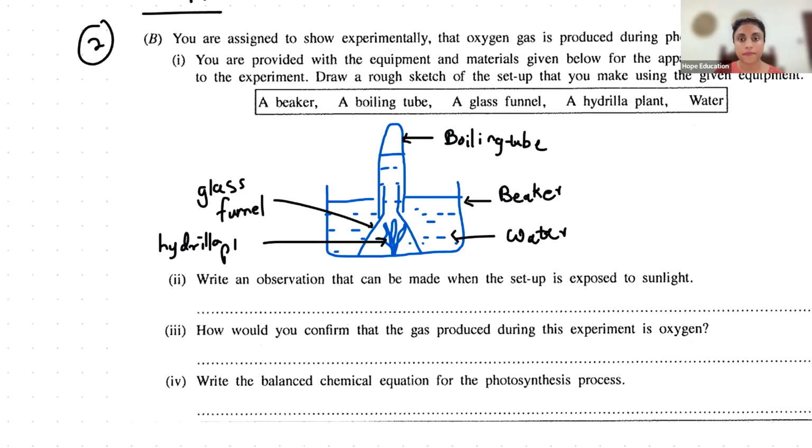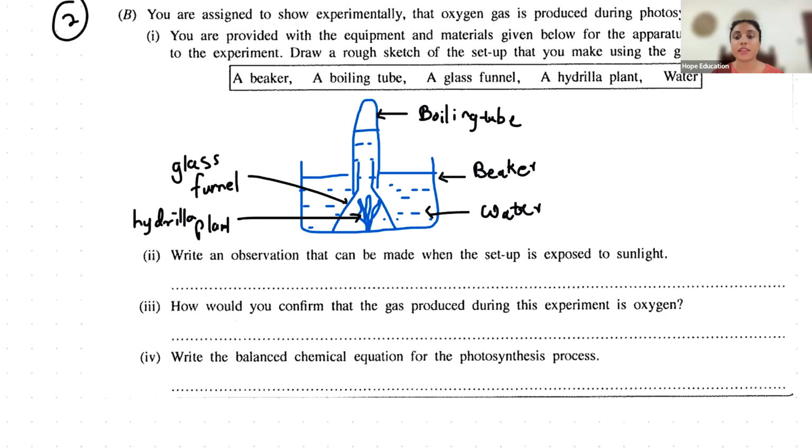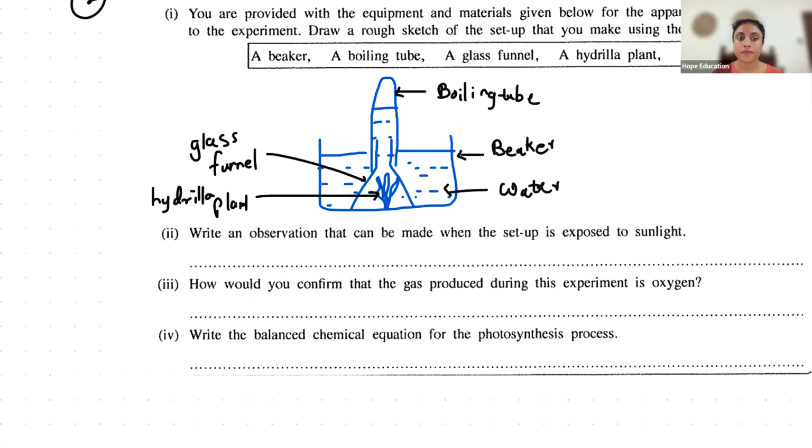Hydrilla plant. These are what we have. So write an observation that can be made when the setup is exposed to sunlight. What can you observe when this is exposed to sunlight? What did you write?